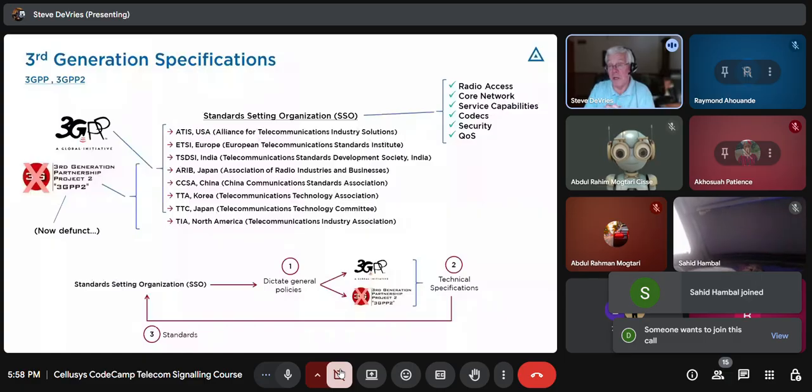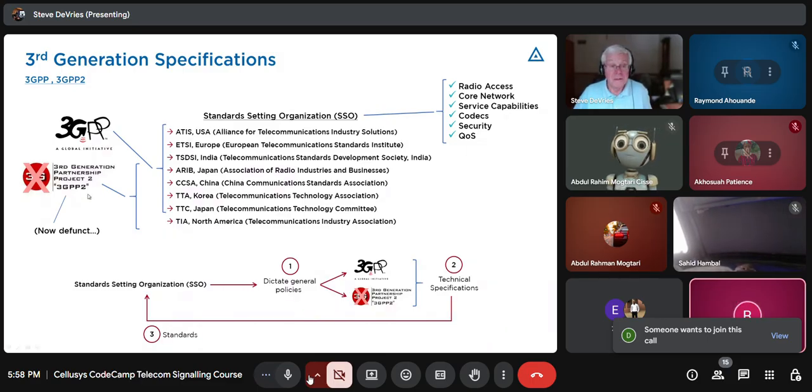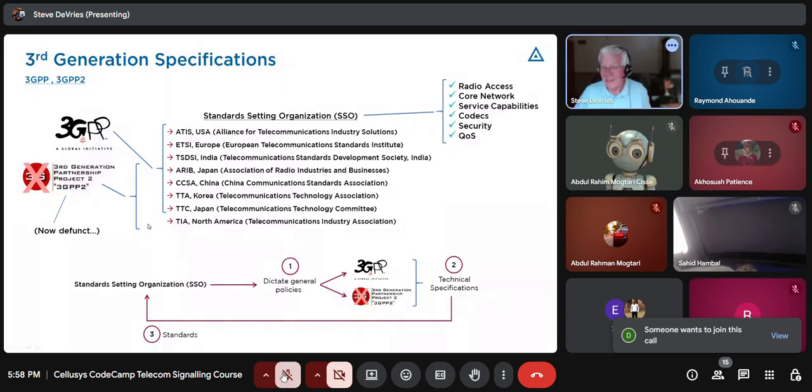That's 3GPP. There was another group called 3GPP2. Sorry, not with you. Sorry for the interruption. Okay.